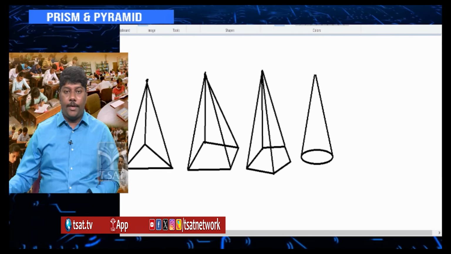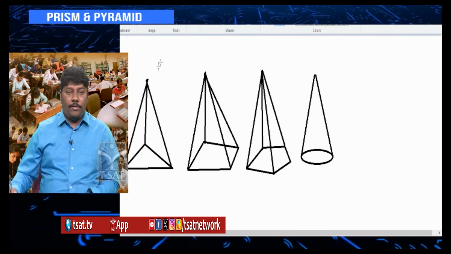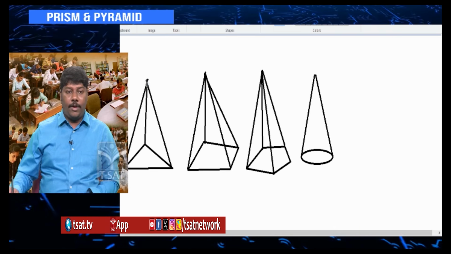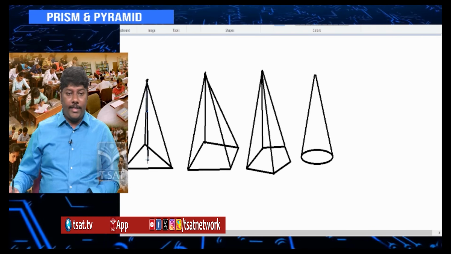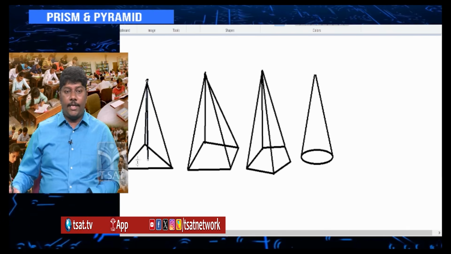Now, try to understand here. This green color line, the one which I am drawing to the apex, to the incenter of the base.